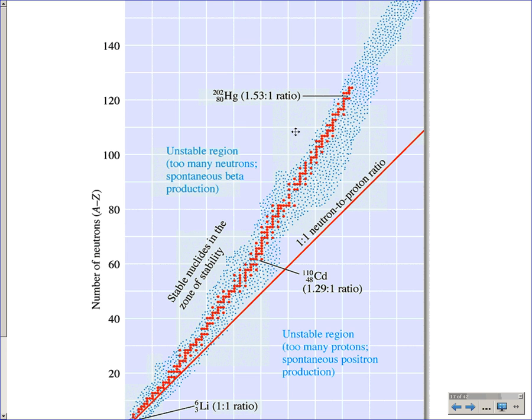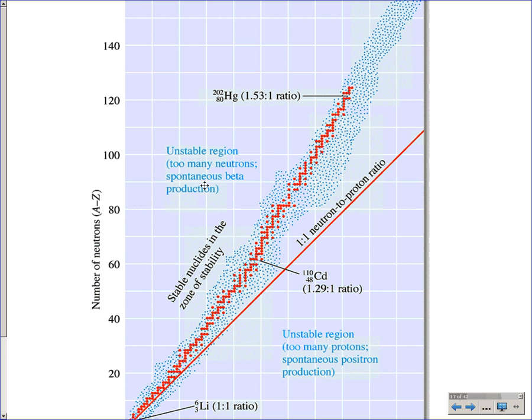Then you've got all the way up here at the top, mercury. Mercury has an atomic mass of 202 and a proton number of 80. When you do that math, 202 minus 80, you get the neutron number, and you compare that to the proton number of 80, the ratio is 1.53 to 1. That is like the top. We cannot go past that because it needs to be very, very close to 1.5. Everything past this point will decay. It's too unstable to be past the 1.5 to 1 ratio.